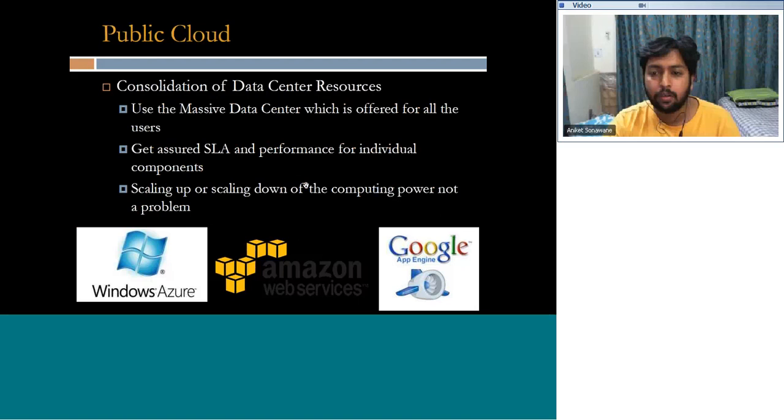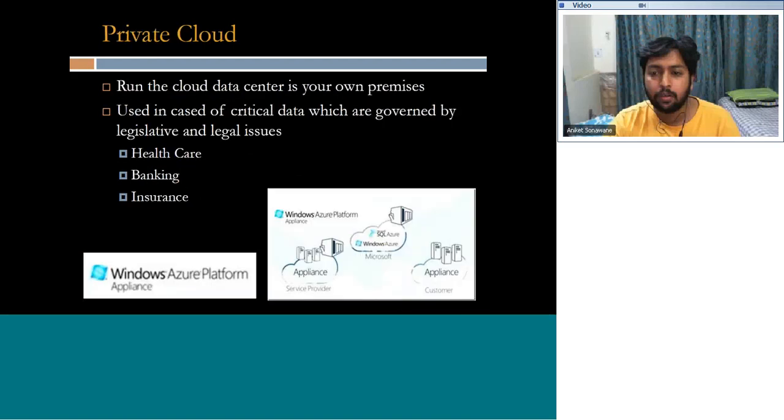Windows Azure, Amazon Web Services, and Google App Engine are the major players, the big players in the field of public cloud. Okay? Private cloud. All the stories told so far, from auto-scaling to the hosting problem to the physical hardware problem, everything, all those things can be solved by public cloud.